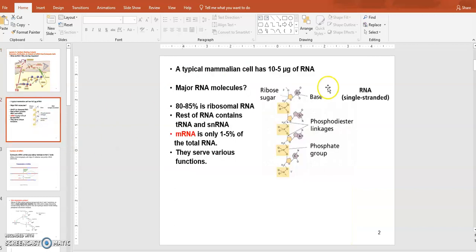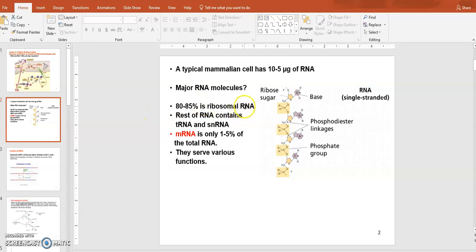Typically, a mammalian cell has about 10 to 5 microgram of RNA molecules in it. One single mammalian cell, so a lot of RNA. And what are the RNA molecules that exist inside of a cell? What do they do? About 80 to 85% is ribosomal RNA, and it's taking up most of the RNA molecules. So there are a lot of ribosomes, and ribosomes are made of ribosomal RNA.